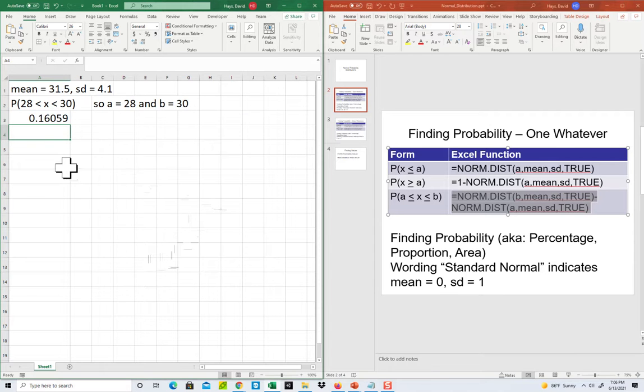Now, if I was taking this percent, I'd move my decimal point 2 places to the right. I'd have 16.059. If I'm rounding to hundredths, what would that give me? 16.06%.